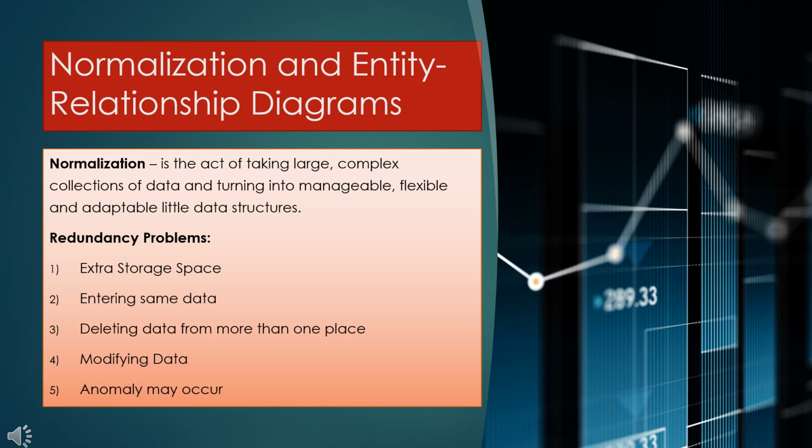Redundancy creates several problems like extra storage space, entering the same data, deleting data from more than one place, modifying data, and sometimes, for some instances, anomalies may occur. Now, to solve this problem, the raw database needs to be normalized. This is a step-by-step process of removing different kinds of redundancy and anomaly at each step.